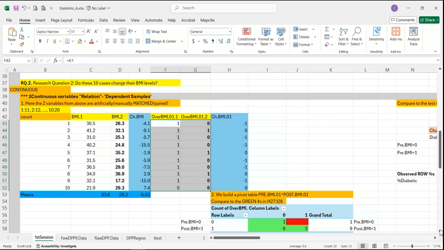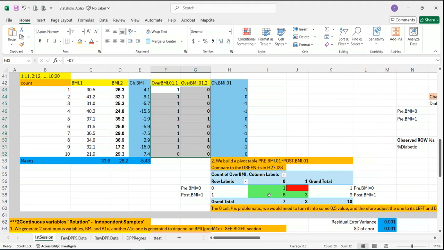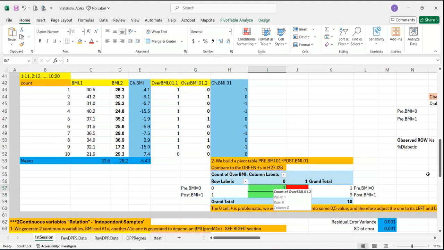And using the same logic as before, we just build a pivot table. The meaning of the pivot table here changes because now when we're reading one row, what we're seeing inside the table is people who change or not. So this cell in particular, column 0 and row 0, it means at time 1 they were normal weight, at time 2 they were also normal weight. So this one person stayed the same normal weight.